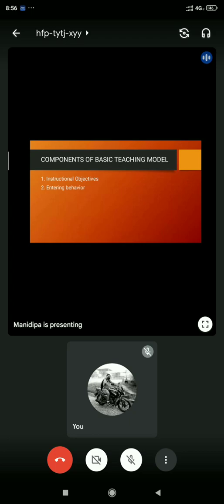The assessment of entering behavior is a significant aspect of an instructional process. Usually, it is a starting point, but in this model, it occupies the second place and is viewed in a context of the preset instructional objectives. However, in actual teaching learning situations, both interact to influence and help each other for the success of the whole instructional process. Next component is instructional procedure.